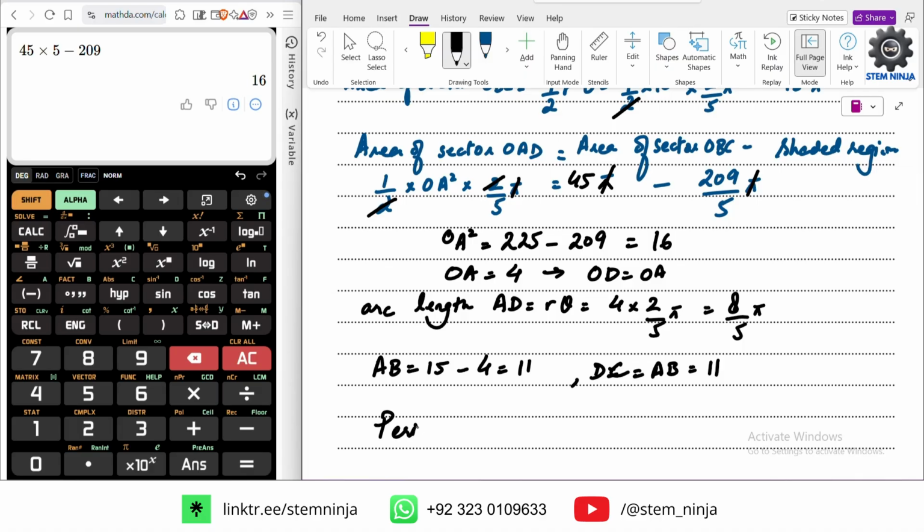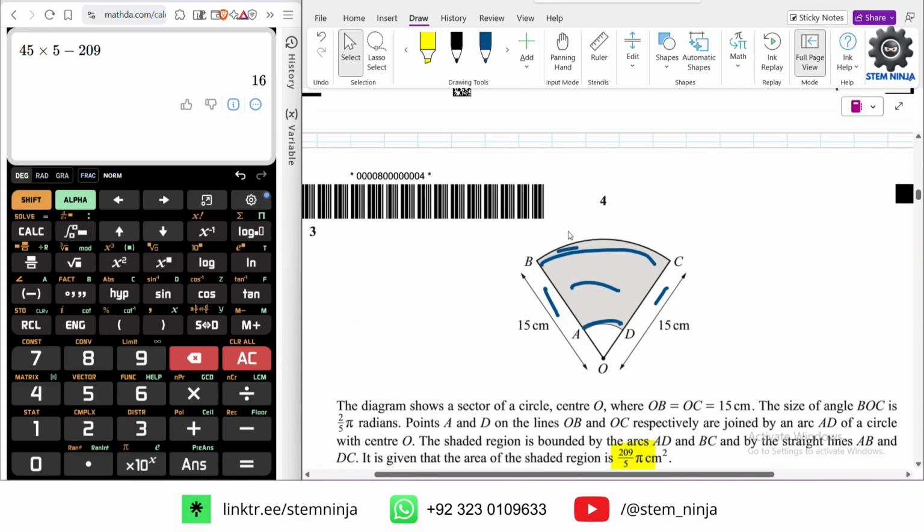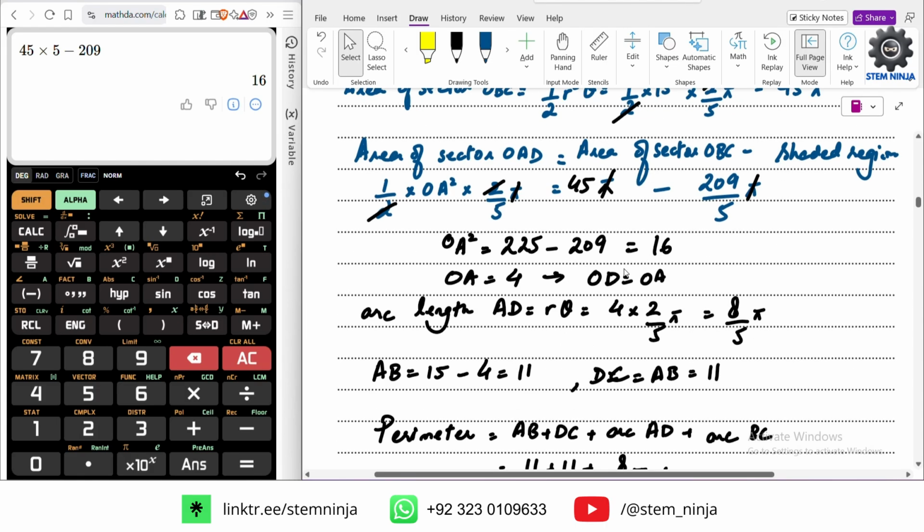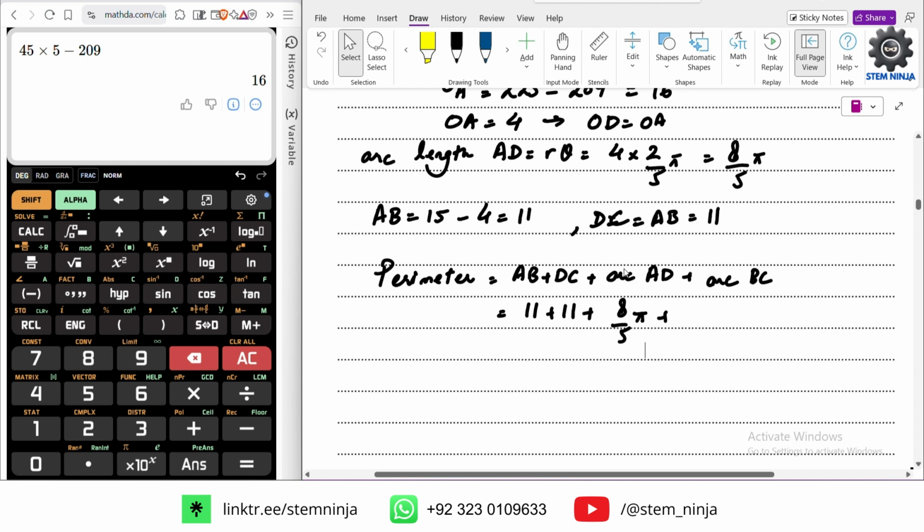So finally, the perimeter would be AB plus DC plus arc length AD plus arc BC. So you have 11 plus 11 plus 8 over 5 pi plus arc BC, which we found out to be 6 pi.